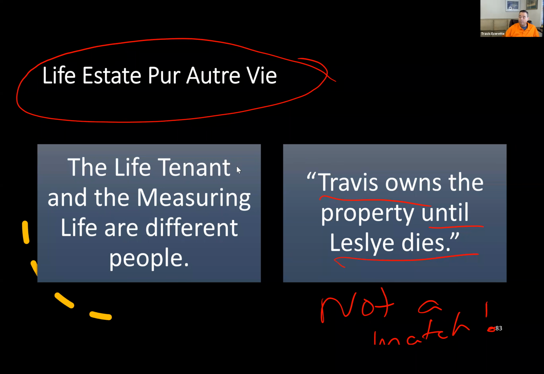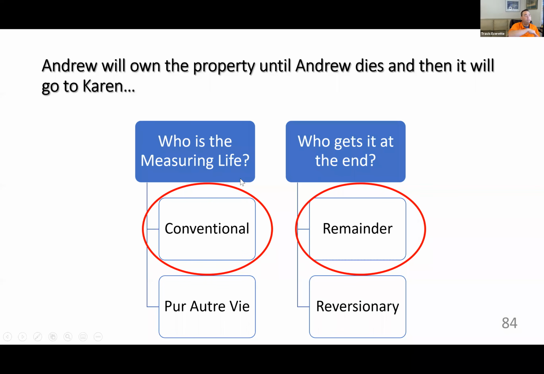Good, very good. You tried to trick us in those first two, though. I do. I'm trying to give you more information than you need, because that's what they're going to do on the test. Now, what we end up having to do on the test is put all those together, because it's like two pieces, right? You've got to first decide, is it conventional or per autre vie? Then you have to decide, is it remainder or reversionary? Does everybody see what I'm talking about there?